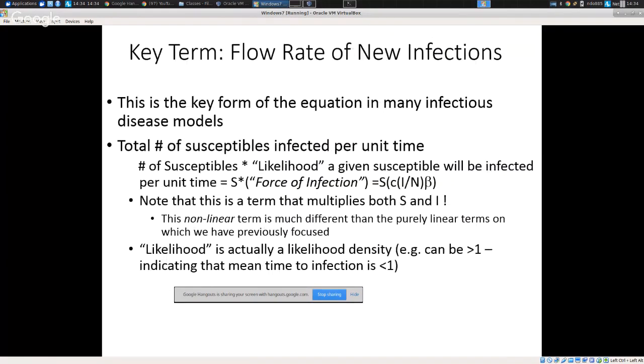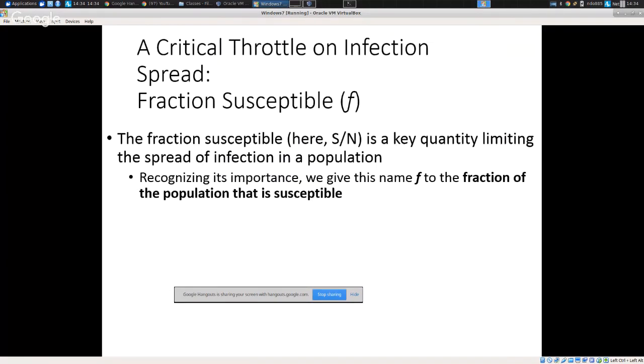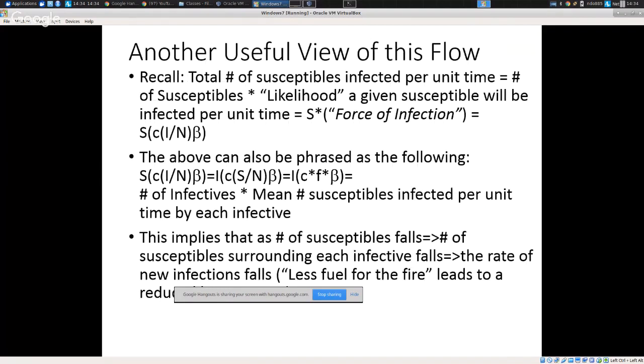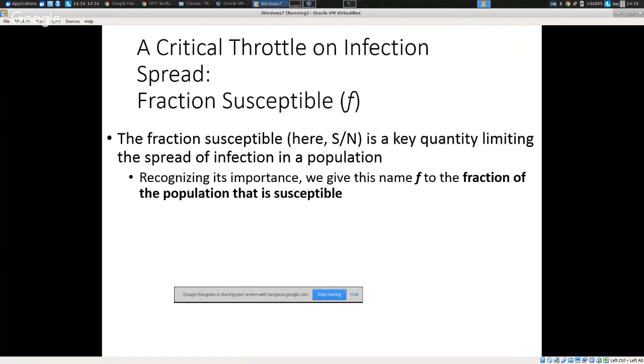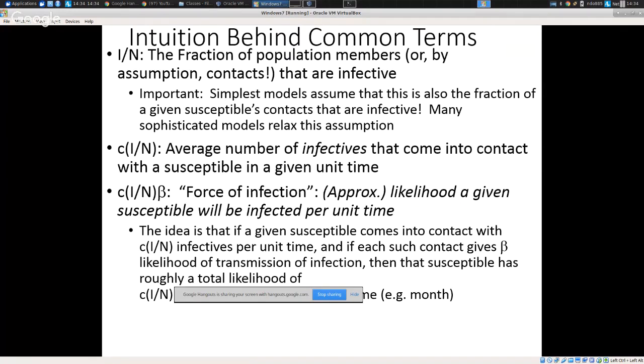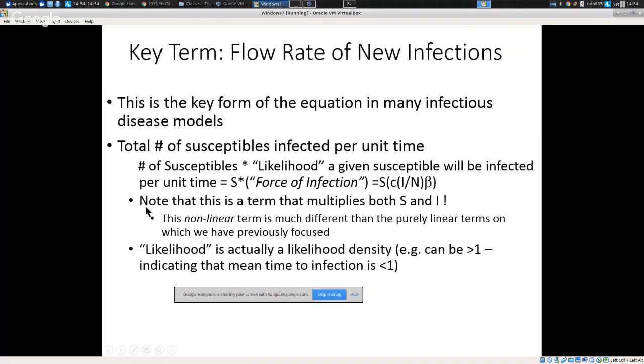Now, you may recall that we can rewrite this term in this sort of way. S times C times I over N times beta. So actually, this is for the whole flow. The whole flow has that force of infection. If we wrote it here, this is the force of infection, and the entire flow is just S times that force of infection. The force of infection is a hazard rate, a chance per unit time of getting infected per susceptible. So the number of people getting infected is S times that per unit time.